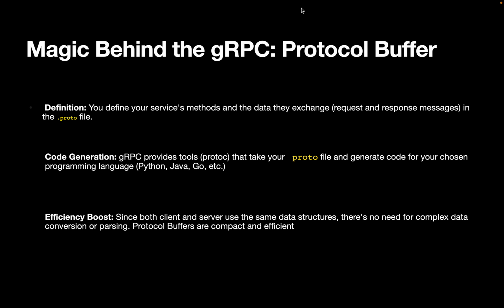called protoc. You can say protocol compiler. The .proto file that you provide as an input, and the language you want to generate the files for, you provide that as well, and it generates the code that has all the classes and support for the RPC. And then you get the efficiency boost, because the server and client both use the same proto, the same data structure. We don't need to decode, encode, convert, or parse complex data from one to another. And that's how protocol buffers are compact and very efficient.